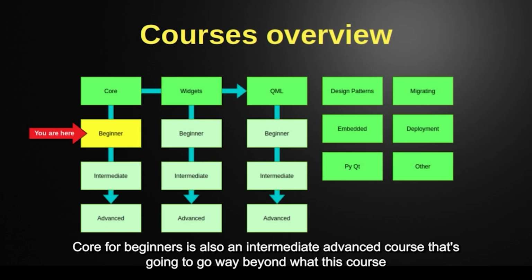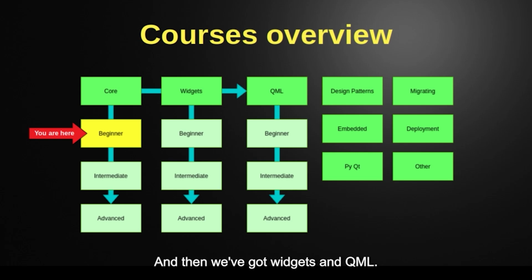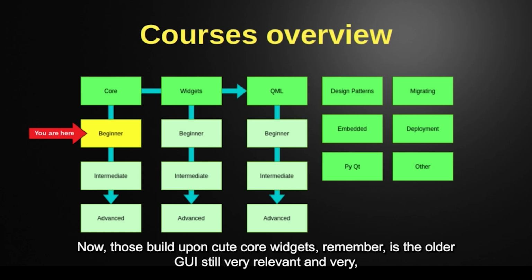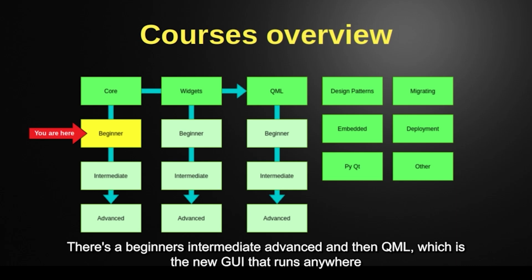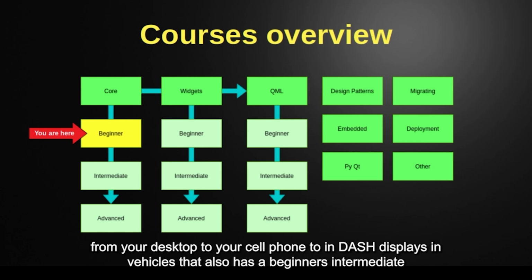Core for beginners is also followed by an intermediate and advanced course that's going to go way beyond what this course covers. And then we've got Widgets and QML. Those build upon Qt Core. Widgets, remember, is the older GUI, still very relevant and very, very popular. There's a beginner, intermediate, and advanced course. And then QML, which is the new GUI that runs anywhere from your desktop to your cell phone to dashboards, displays, and vehicles, also has a beginner, intermediate, and advanced course.